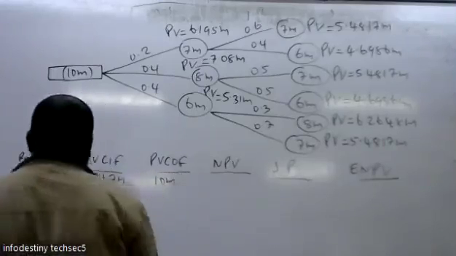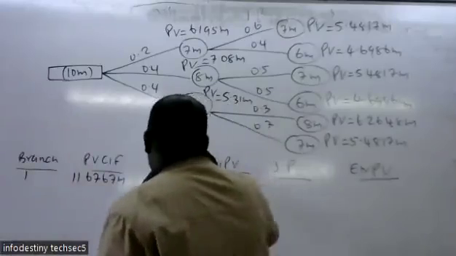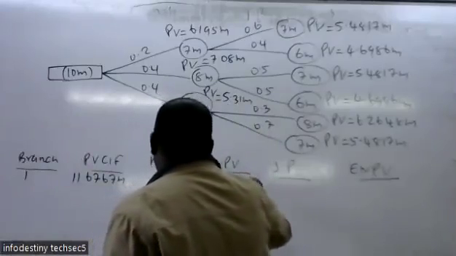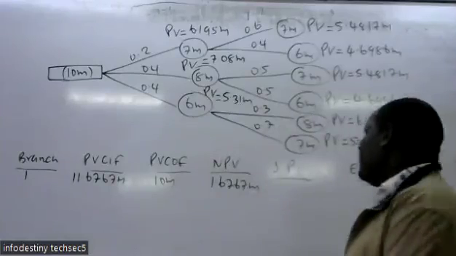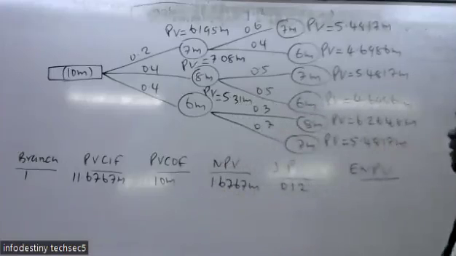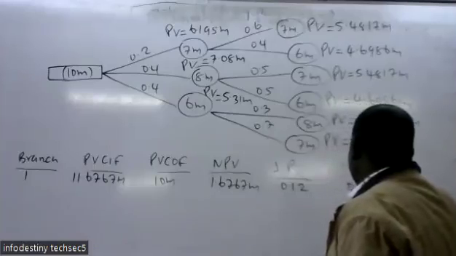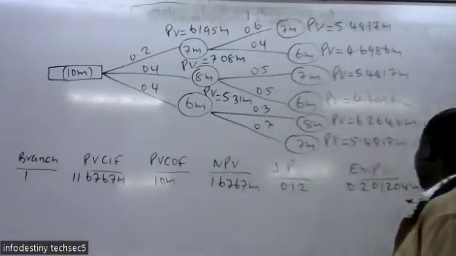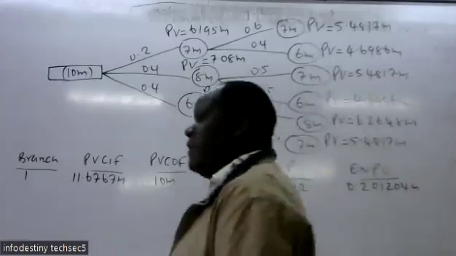You're given 10 million as the initial investment. So when we minus, we get 1.6767. So joint probability, you multiply 0.2 by 0.6, which will give us 0.12. So multiply 1.6767 by 0.12. We get 0.201204. So that's now for branch 1.